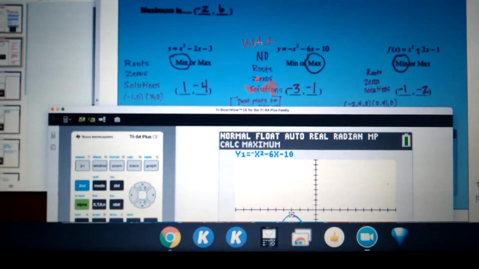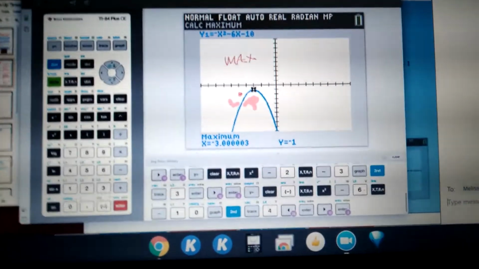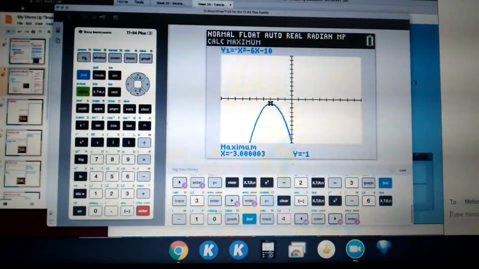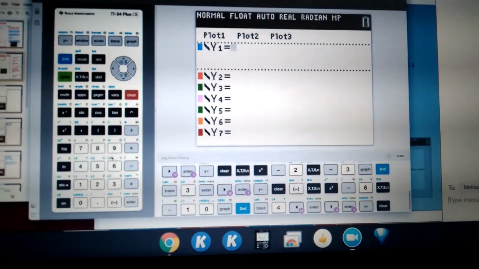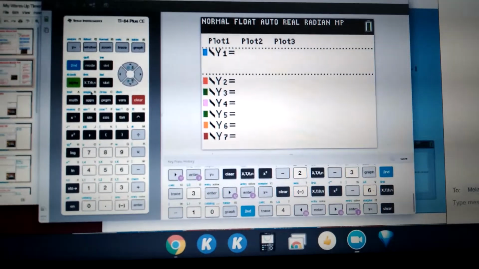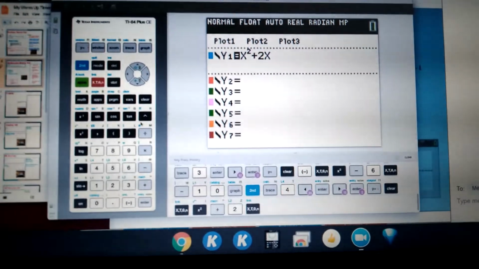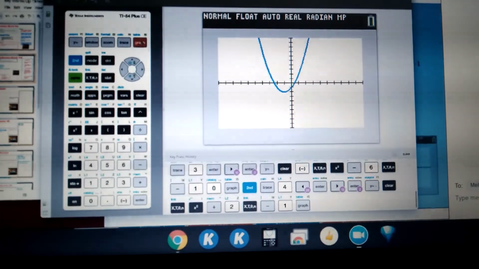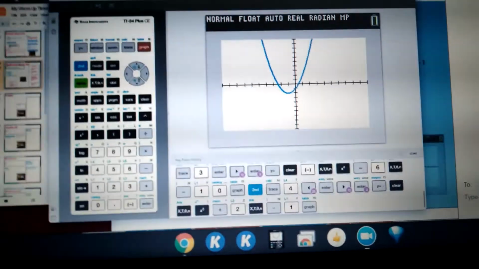Good. Now let's do this one. x squared plus 2x minus 1. So again, let me clear all my drawings. The equation is x squared plus 2x minus 1. I look at the graph. I see there's a minimum, a lowest point.